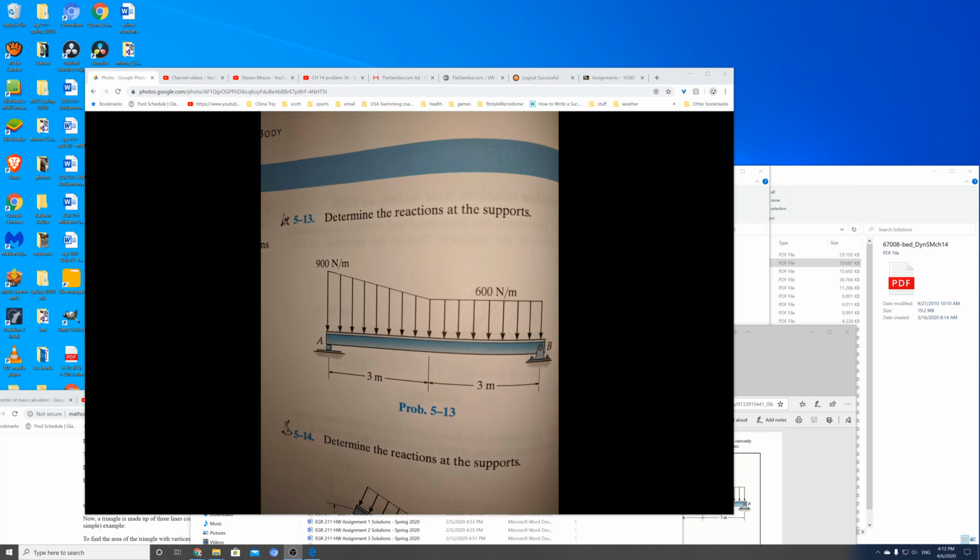Okay, I'm going to look at problem 513. This is a little bit different, I think, than what we've seen in the past. This is a distributed load problem. So we have the load distributed in this fashion.